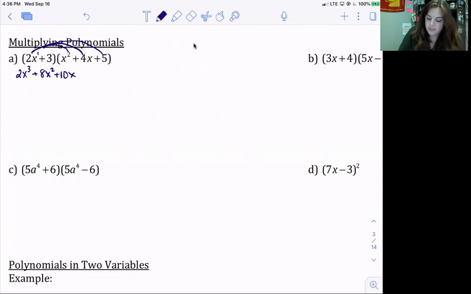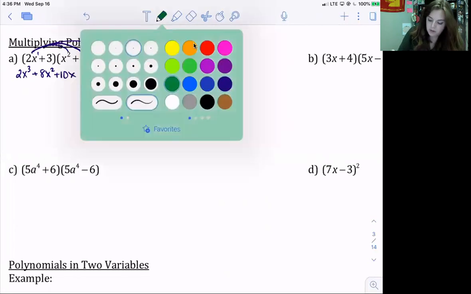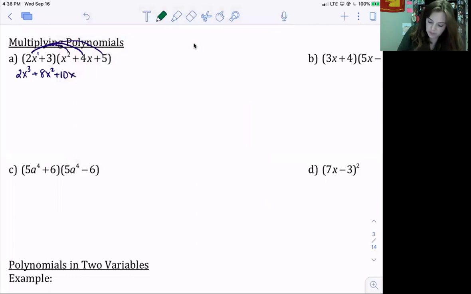And now we're going to do the same thing, but with our second term. So plus 3 times x squared gives us 3x squared. 3 times 4x gives us 12x. And 3 times 5 gives us 15.